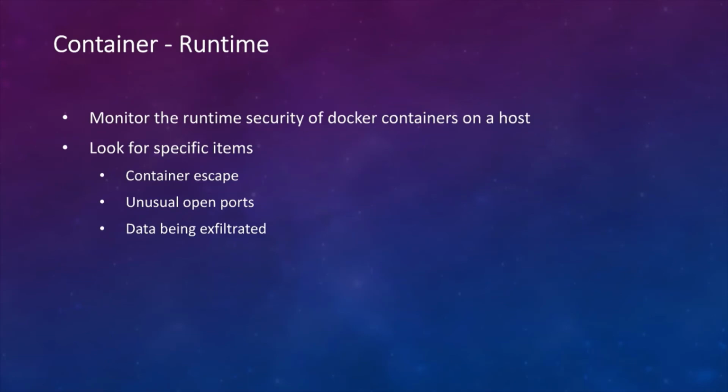Unusual open ports. So if all of a sudden you've got your containers running and the app's running, and port 22 is opened up, and there's communication happening over port 22, that's weird, and that shouldn't be happening, so that's something else that should be flagged here. And then once again, data being exfiltrated. If all of a sudden a lot of data is coming out of a container, that's probably very odd. That should be something that would be flagged at runtime.